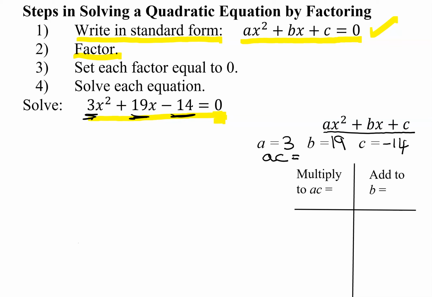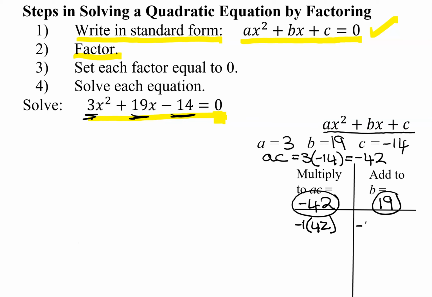So we multiply a times c. 3 times negative 14 is negative 42. I need two numbers that multiply to negative 42 and add to b, which is 19. Multiply to a negative, signs are different. Add to a positive, the bigger one has to be positive. So I'm going to start with negative 1 times 42. They multiply to negative 42. Negative 1 plus 42 is 41. Not the number I want.